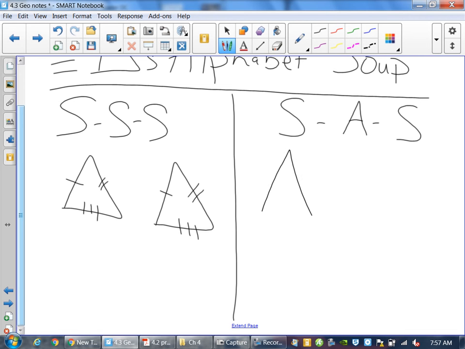So again, this is when you have a set of sides and the angle between them. Hence, side, angle, side. It has to be the angle in between the 2. It's called the included angle. Side, side, side, side, angle, side.